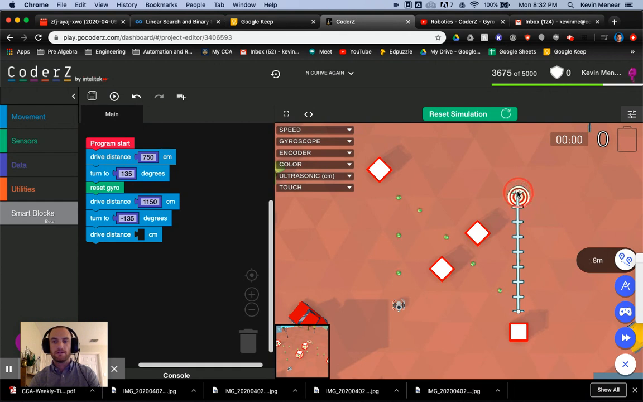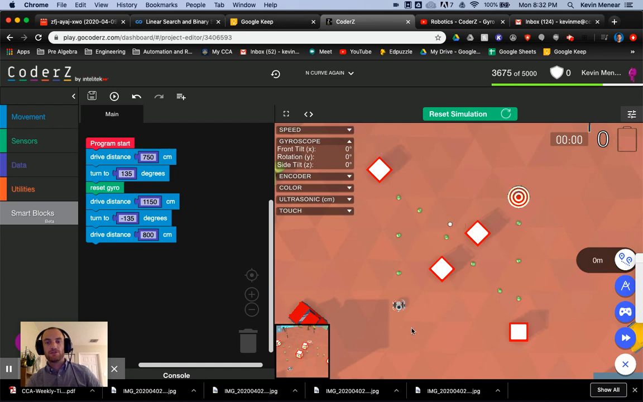We'll call it 8 meters, sure. So data, 800 centimeters. Now remember, if you don't reset this gyro, then I would have ended up actually turned to 0 degrees because this heading and this heading are the same. And if you don't reset the gyro, the way that it reads the angles is going to be relative to your original heading. So I'm originally heading in this direction. So if I don't reset it, then I would have turned to 0 degrees.